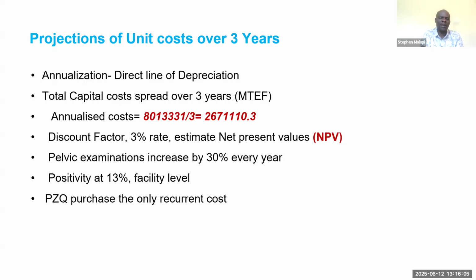And we're going to assume that pelvic examinations will increase by 30% every year, because the healthcare workers already have the information, they can diagnose. Community workers are spreading the information. And because positivity was 13% at facility level, we're going to use that to estimate the number of people who turn positive for every subsequent year. And PZQ, or praziquantel, is the only recurring cost. Next slide.